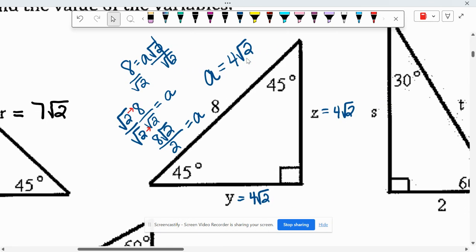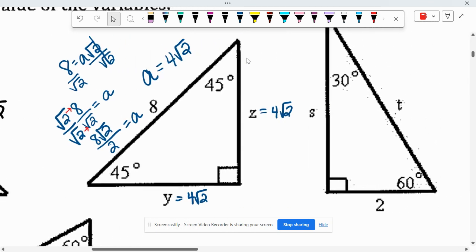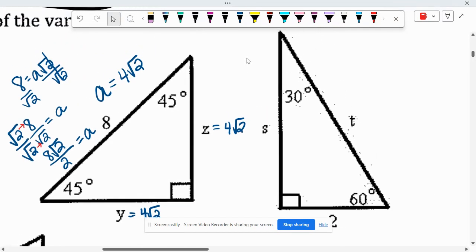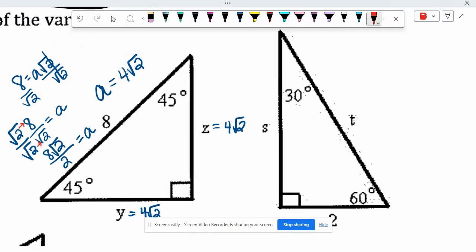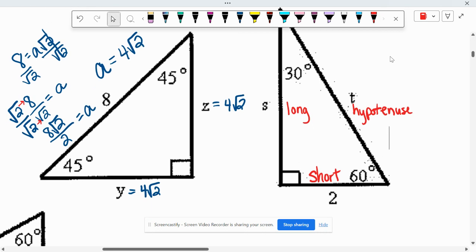Let's do the next one. This is a 30, 60, 90 right triangle. So I know that this is the short leg. This is the long leg. And this is the hypotenuse.